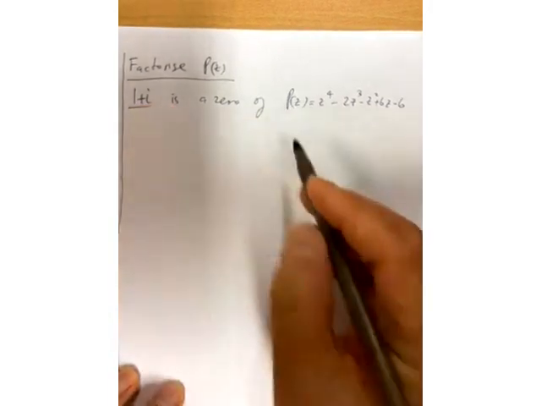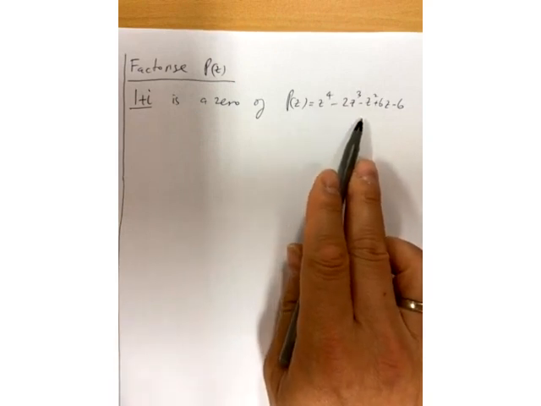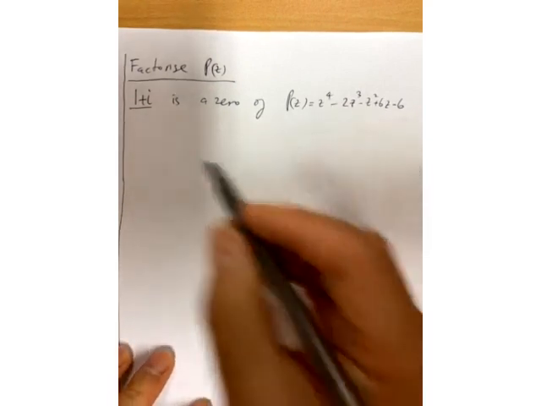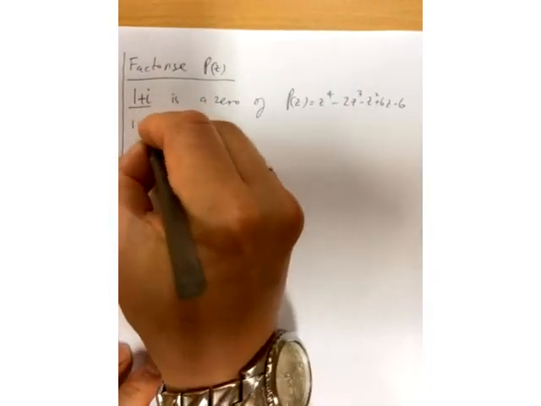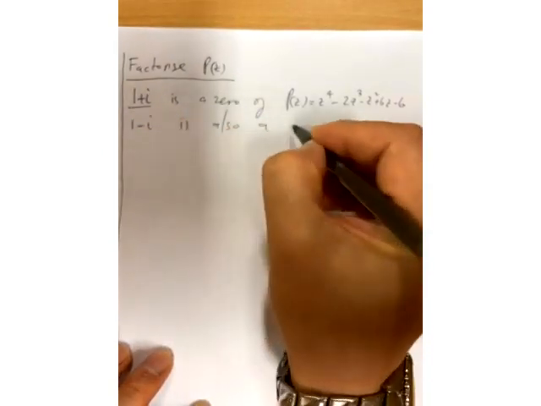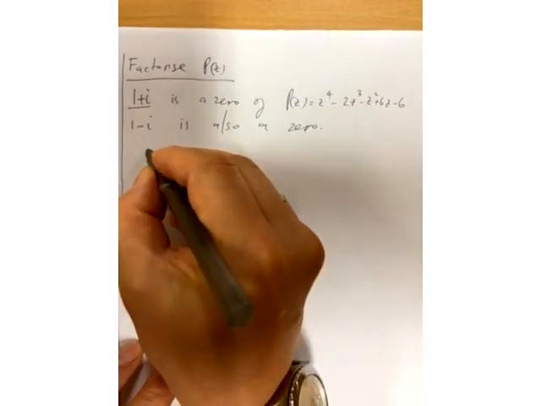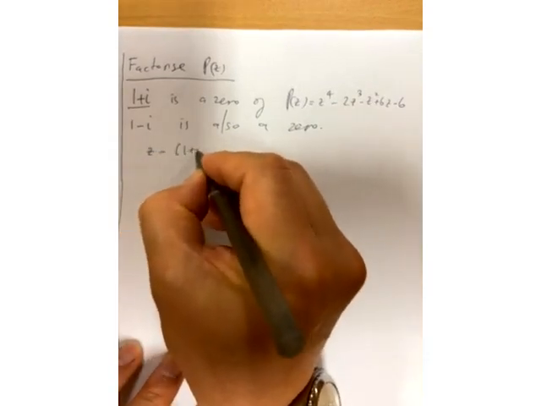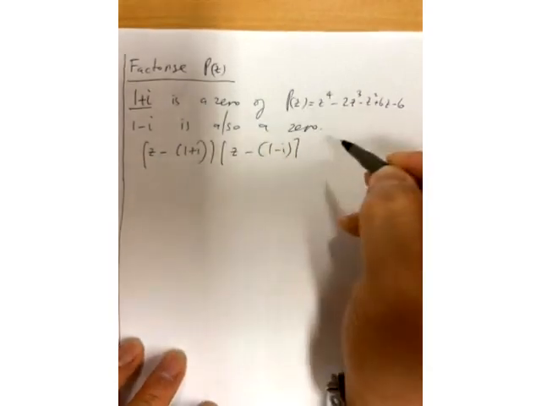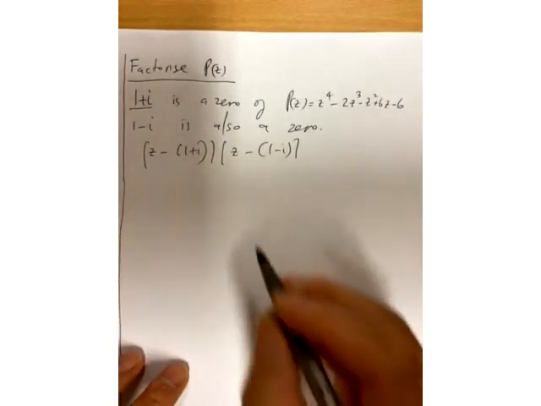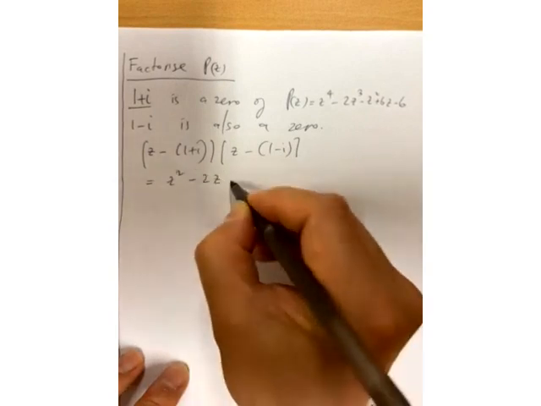Given that 1 plus i is a zero of P(z) equals z to the power 4 minus 2z cubed minus z squared plus 6z minus 6, by the conjugate root theorem, since all the coefficients are real, 1 minus i is also a zero. So what that means is that z minus 1 plus i and z minus 1 minus i are also factors. When you expand that in a hurry, you get z squared minus 2z plus 2.